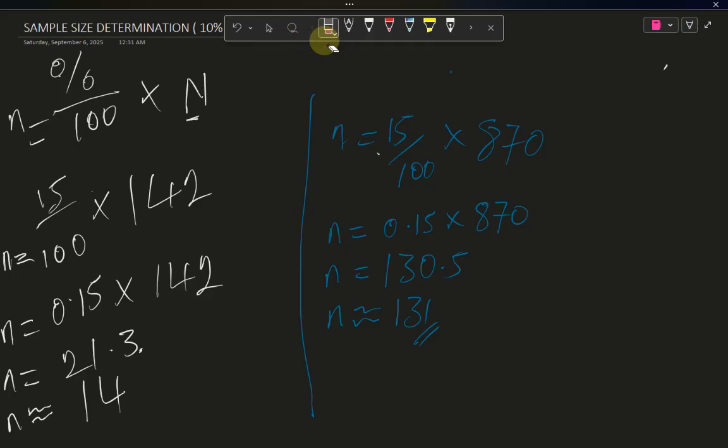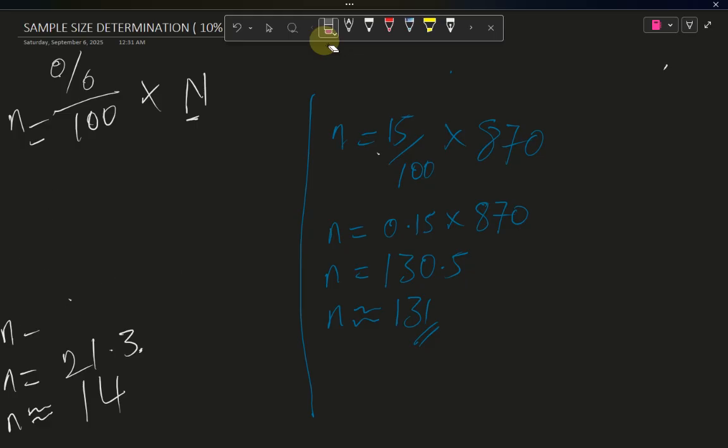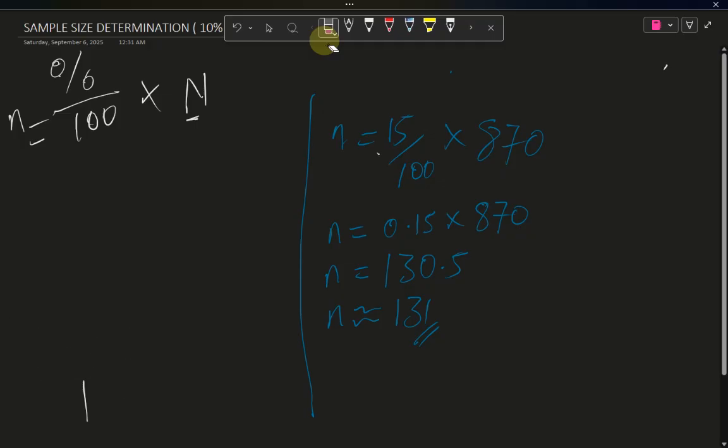to calculate the percentage, let me mention this. Whenever you are calculating sample size, the capital N that you see here is for the accessible population. The capital N is for the accessible population.